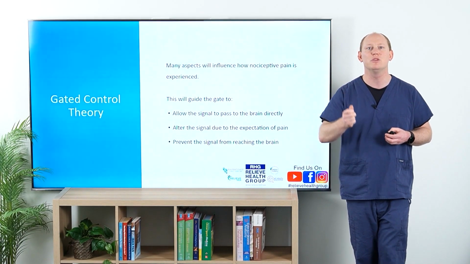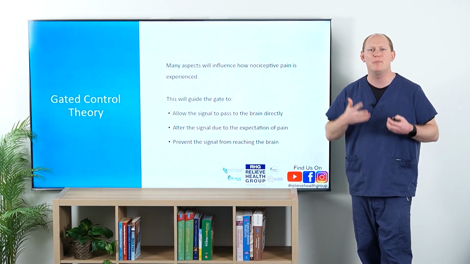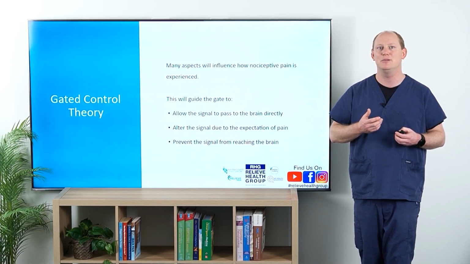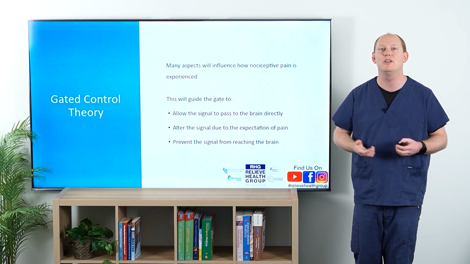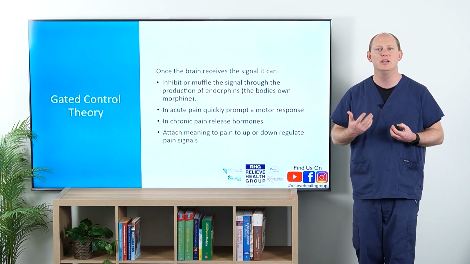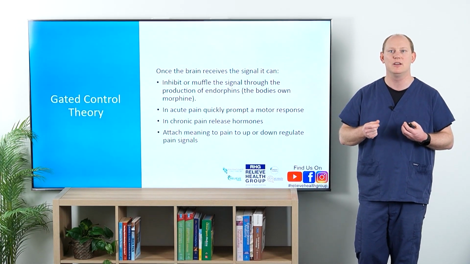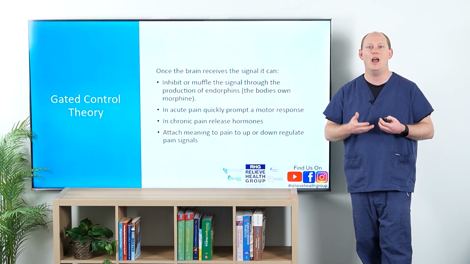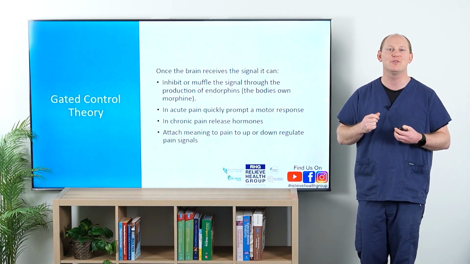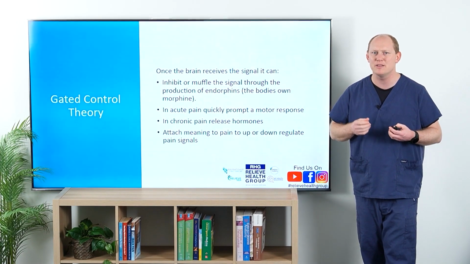But we do know this is really good in working with a lot of different other theories as well, and particularly with our biopsychosocial model, where we're potentially going to be expecting that pain to be less or more, given our situational circumstances. Now, once the brain receives the signal, it can do several things. It can inhibit or muffle the signal, so decrease it, through the production of endorphins, which is the body's own morphine. Endorphins are created through stress, excitement, and vigorous exercise. And again, exercise is the best medicine.